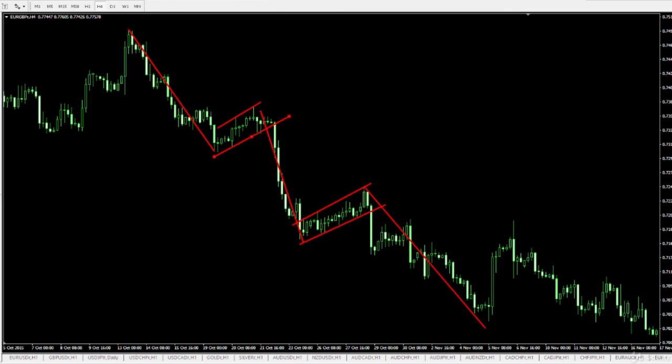The second rule, which is very important, is to wait for the pattern to be completely formed, which means that we should not rush into a position, but should wait for the breakthrough of the line of support or resistance, and then make the entry into the position. Thirdly, it is important to respect the rules of stop loss and take profit.